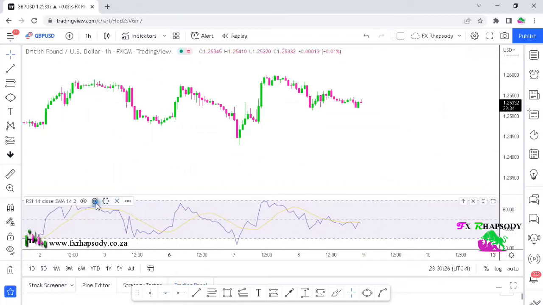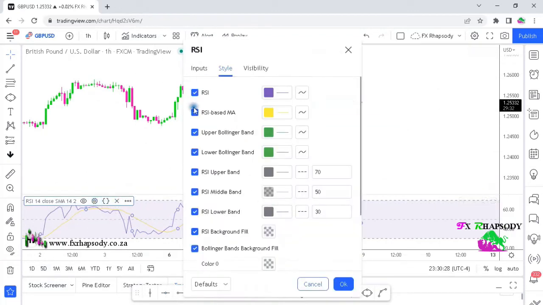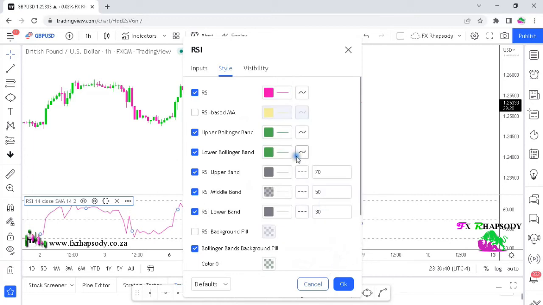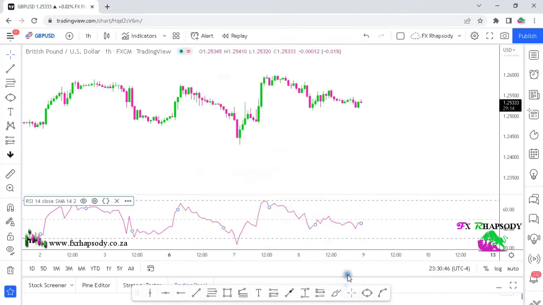You click on it and it will be added. Now you can just modify it a little bit, and then what I'd like to do is I just take out the RSI based moving average. I just don't fill the background, and you can use any colors that you want on this. The upper band and the lower band, you can change as you want to, but leave it at 30 and 70.